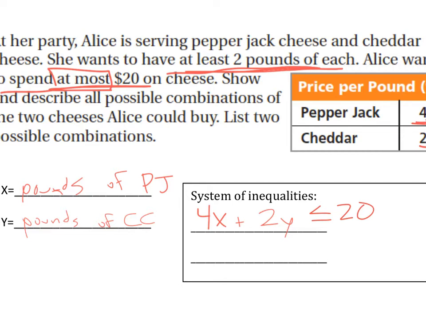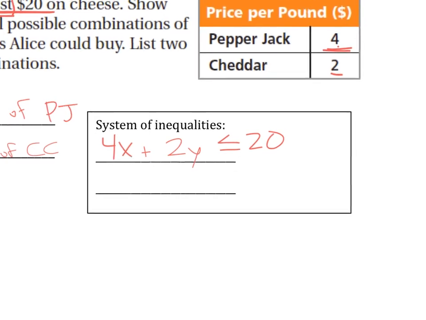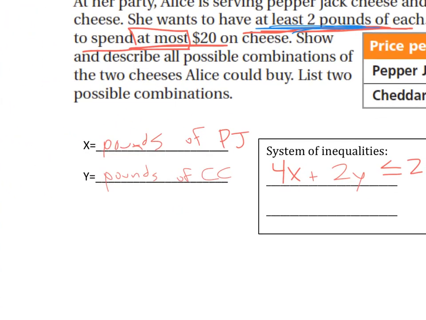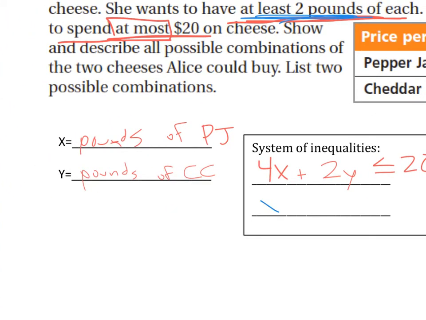Okay, she wants to have at least 2 pounds of each. All right. So we've written an inequality involving the cost. Now we have to deal with this whole at least 2 pounds of each. Well, since they're each 2 pounds, this actually turns into a system of 3 inequalities because the pounds of pepper jack has to be greater than or equal to 2. And the pounds of cheddar has to be greater than or equal to 2.